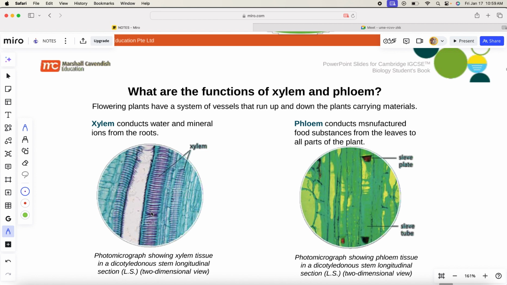While the mineral ions are inorganic substances, the manufactured food is an organic substance. But the mineral ions like magnesium, like nitrate from the ground, are inorganic substances. These mineral ions can only be taken up by a process known as active transport and diffusion only. The mineral ions can only be taken from the ground by the root hair cells through a process known as active transport.